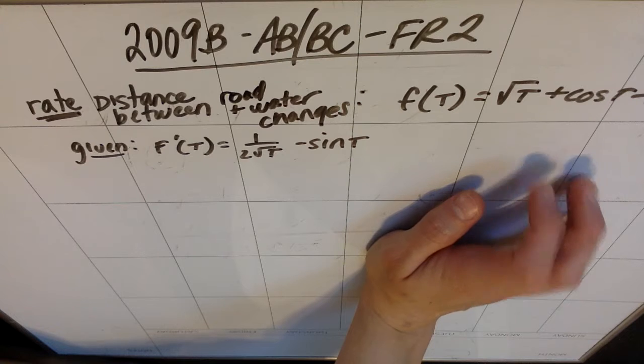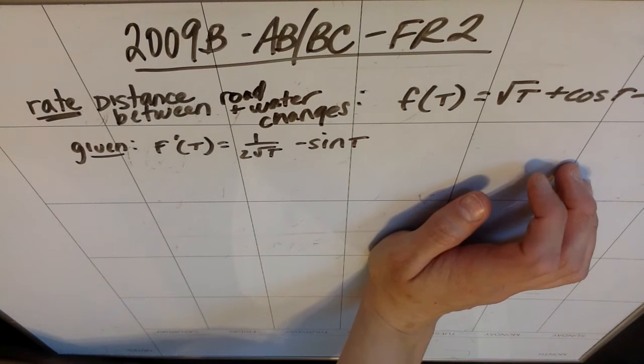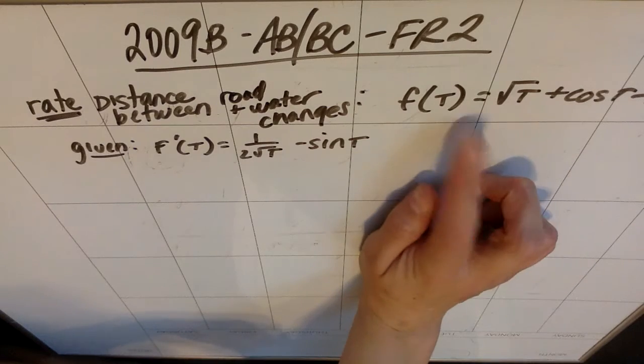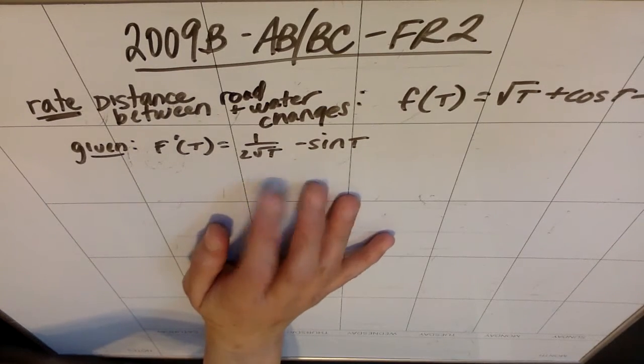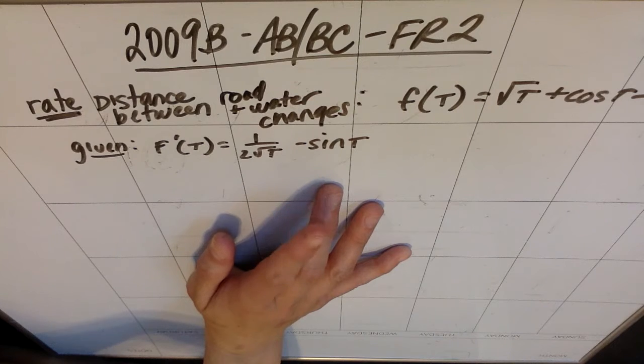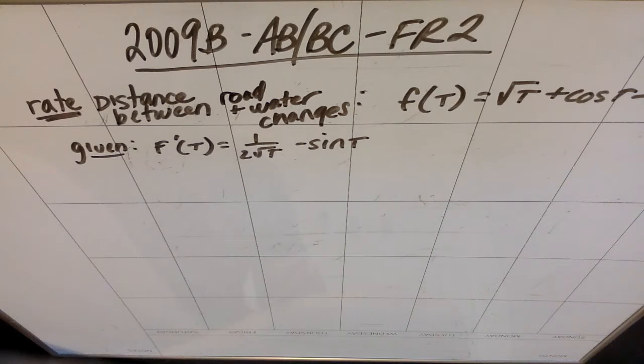The edge of the water was 35 meters away from the road when the storm began, and the storm lasted for 5 hours. They give us the derivative of f as f prime equals this lovely 1 over 2 root t minus sine t, which is not a difficult derivative to find, but they were doing you a solid by saying you don't have to.